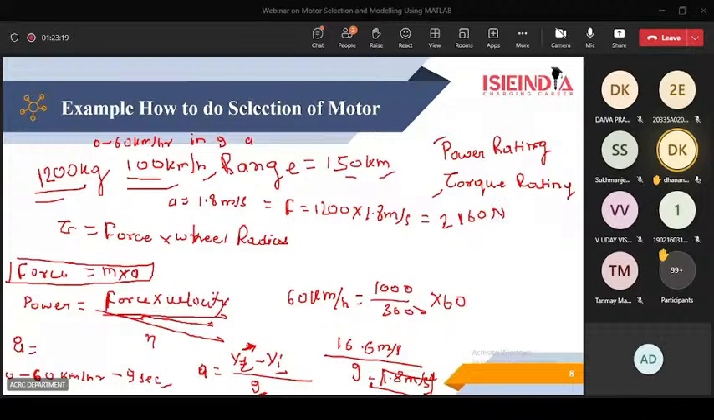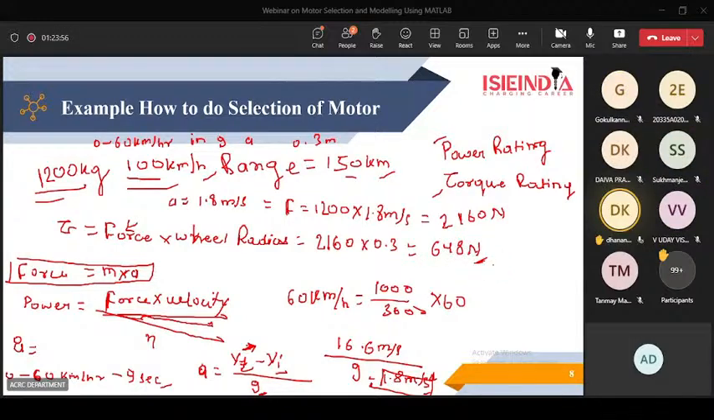Now I will go for the torque. In torque we have the force, but I want the wheel radius. So let us assume that the wheel radius is 0.3 meter. So I will be calculating torque here. I got the force, which is 2160 into 0.3. Once we calculate 2160 into 0.3, we get approx 648 Newton meter. So I got the torque and I got the force.